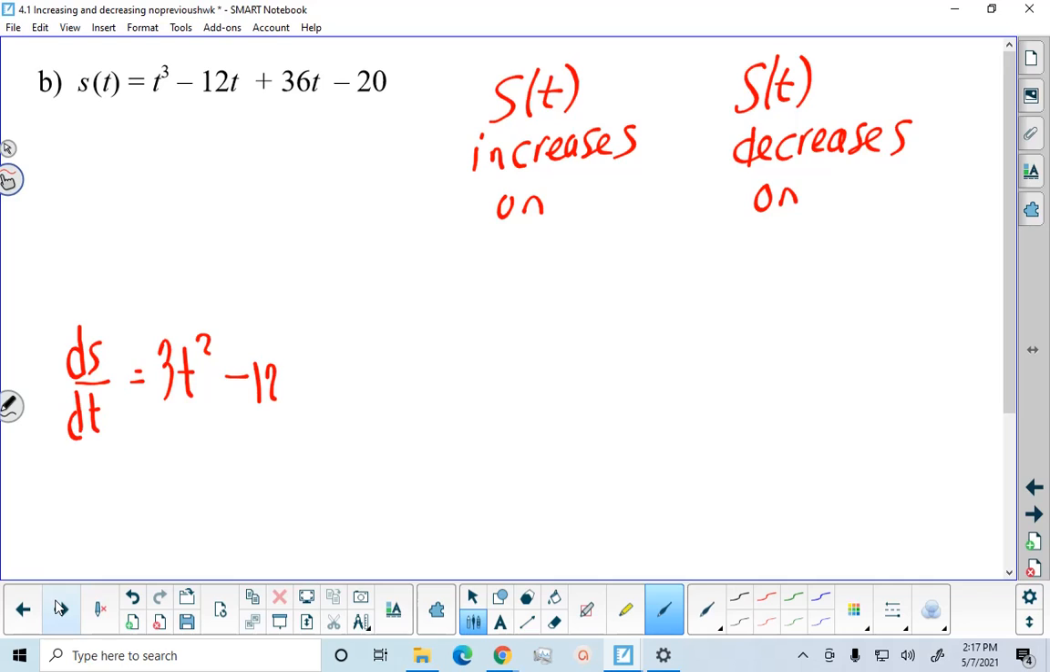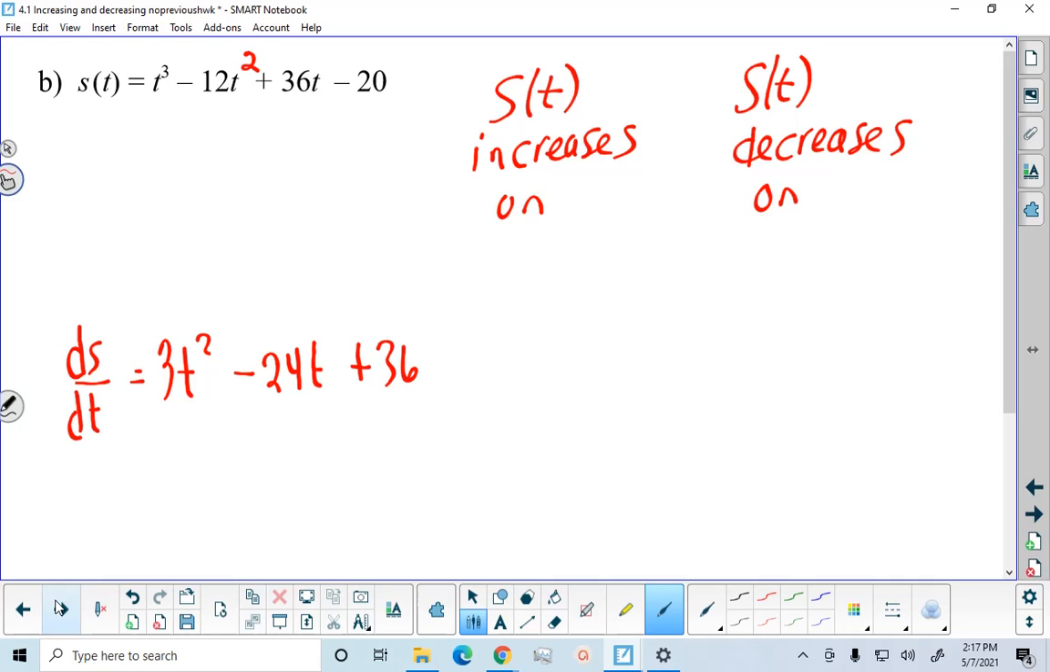Correct me if I'm wrong. Should it say minus 12t squared? Okay. So Aiden, just let me know everything is right now at the top of the page. Good. So 3t squared minus 24t plus 36 is our derivative.